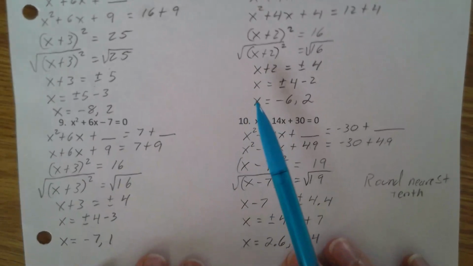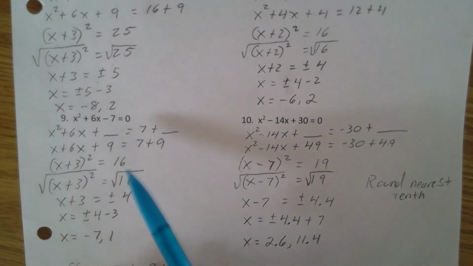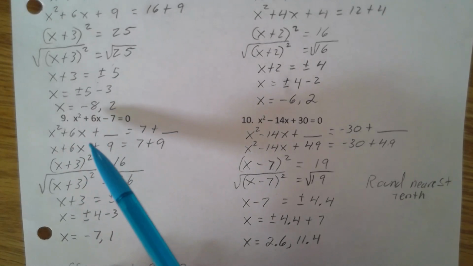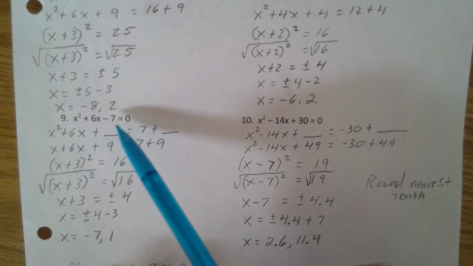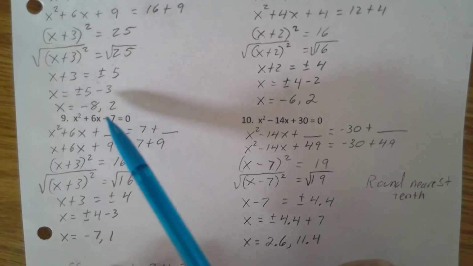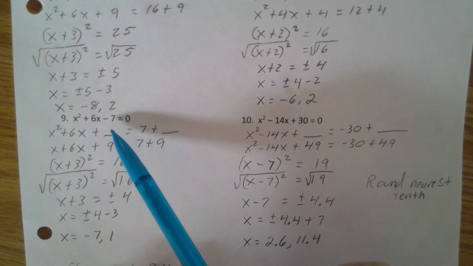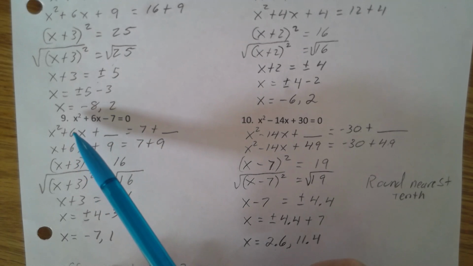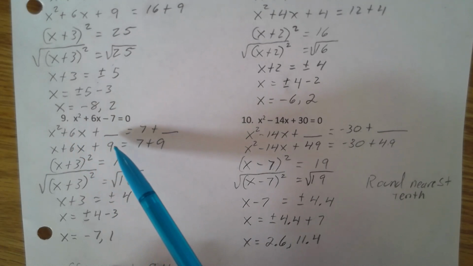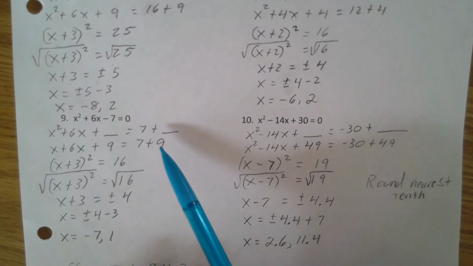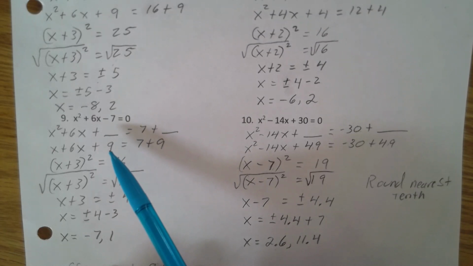Number 9, same process. We're going to go through the same steps. What number am I going to add to both sides? Well, first of all, I don't want a number here, so I'm going to add 7. That's why I have 7 over here. So what am I going to add to both sides? Half of b squared is 9. So we're going to add 9 to both sides.